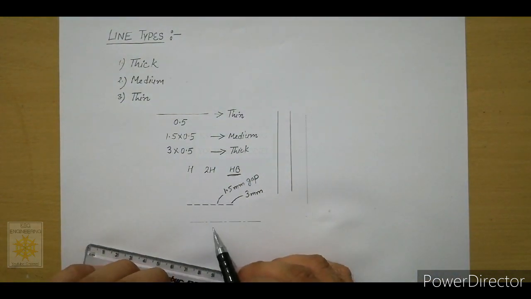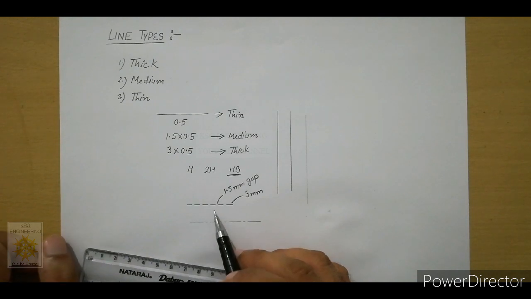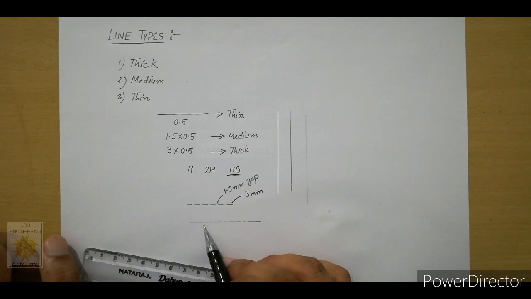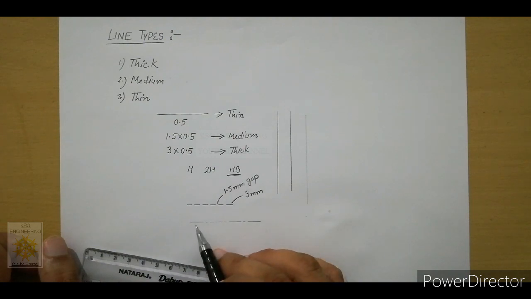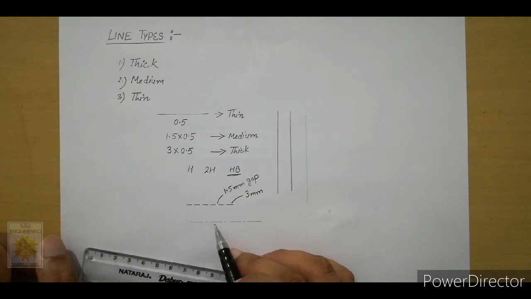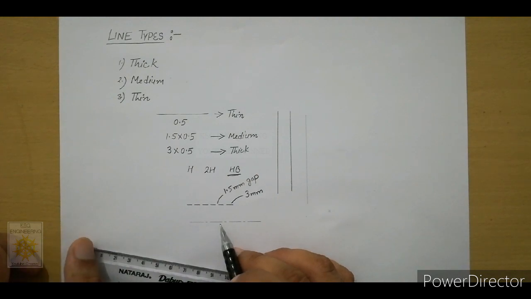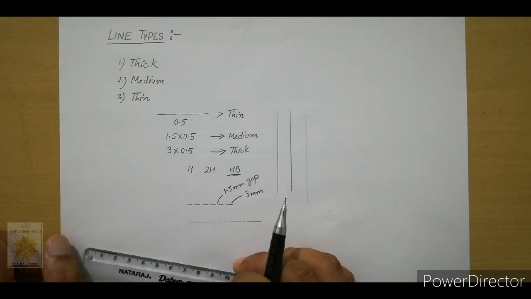Now see this line, it is a thin line, and this is a medium line. This is a dashed medium line, and this is a chain thin line. So we started with a long dash and ended with a long dash. I have used 10 millimeters as the length of the long dash. I left a 1 millimeter gap, then drew a short dash of 1 millimeter, again a 1 millimeter gap, again a long dash of 10 millimeters. So this construction you have to use for the chain thin line.